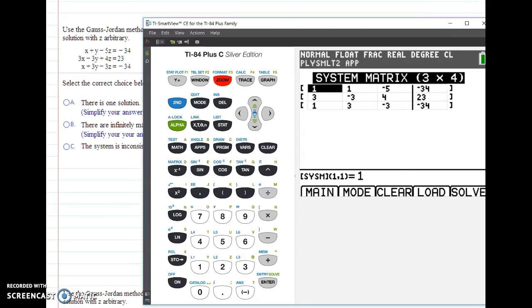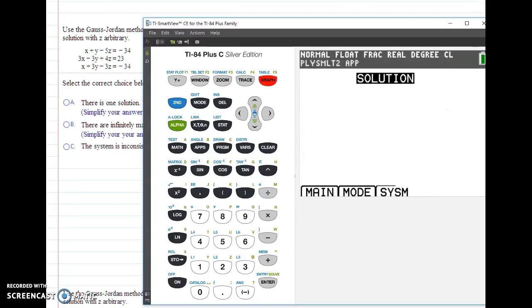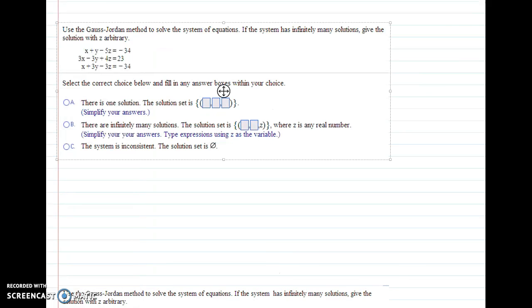All right, so we've got all our numbers punched in. We hit solve, and Polysmelt spits out our answer for us. -4, -5. So we'll fill in these boxes. -4, -5, -5. Okay, would go in these boxes. Easy peasy.